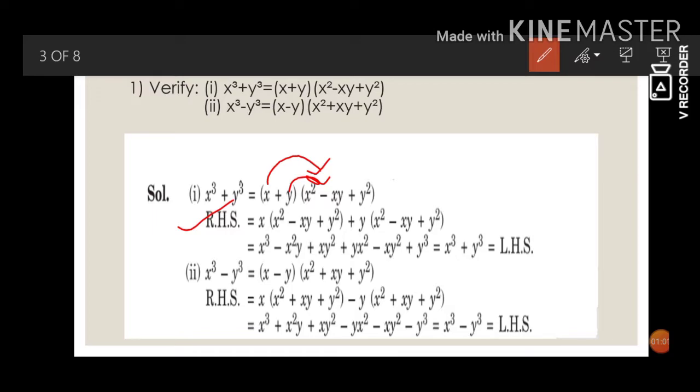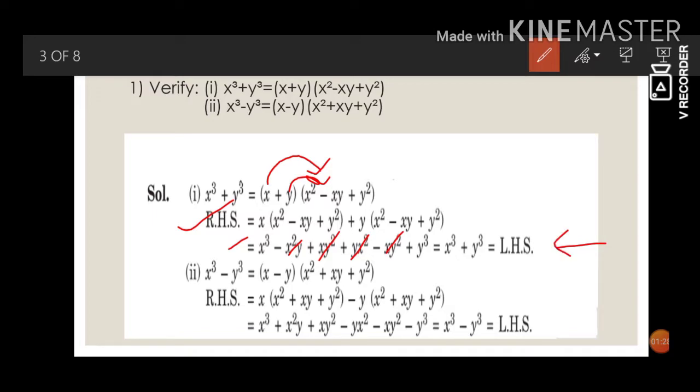Multiplying each of the terms with x and y, we get x cube minus x square y plus xy square plus yx square minus xy square plus y cube. You can see the middle terms cancel each other out as they are the same in quantity but opposite in sign. So we are left with x cube plus y cube. So our left hand side is achieved.